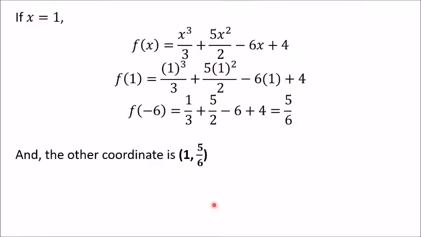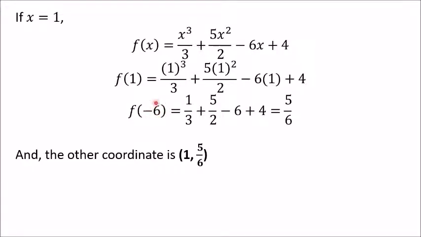Okay? Next, our second value is 1. X is 1. Same thing, substitute 1 into the given function. F of 1 is x cubed, that's 1 cubed over 3 plus 5 times 1 squared over 2, and then minus 6x, 6 times 1, plus 4. And simplify. 1 cubed is just 1 over 3. And then 5 times 1 squared is just 5 over 2. 6 times 1 is just 6. And then plus 4.